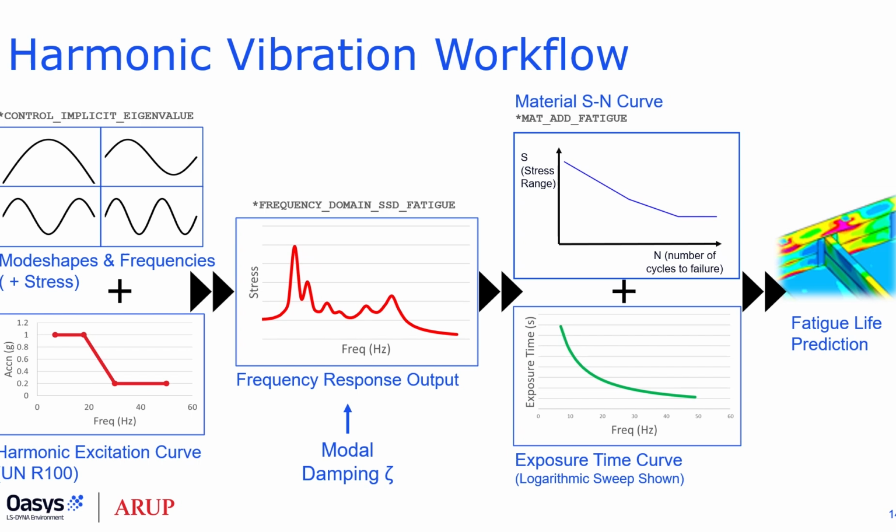We then need to define an exposure curve, which defines how long the battery spends at each frequency. In R100, a logarithmic sweep is required, which means that more time is spent at lower frequencies to ensure an equal number of cycles at all frequencies. By combining the stress at each frequency with the SN curve and the exposure time, LS-DYNA can calculate the damage at each frequency. It can then use Miner's rule to calculate the total damage for the whole test, which is plotted on the model as a fringe plot.